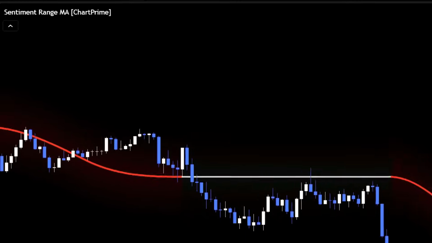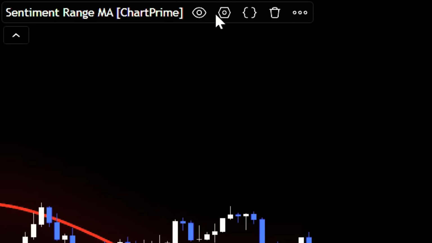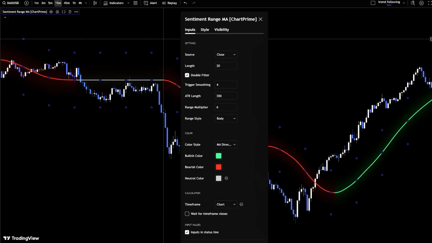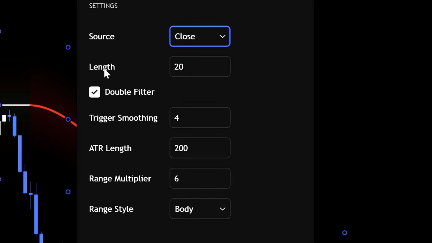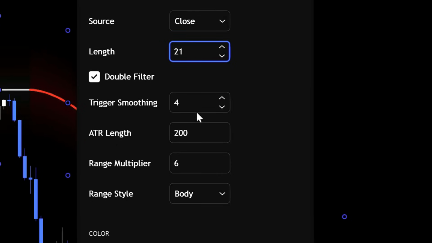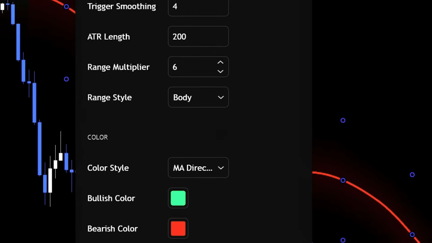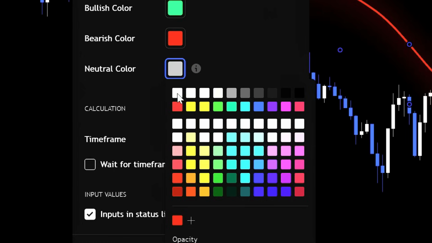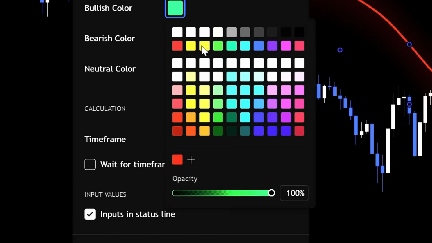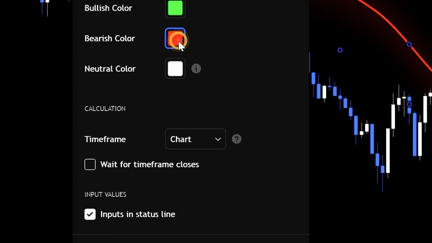Okay, before we go any further, let's pop into the settings. I only make one tiny little tweak here. Under the length, its default is 20 and I just bumped that up to 21. Honestly, it's a minor change, more of a personal preference, but it feels right for how I use it. The other settings like ATR length and range multiplier, I just leave as they are. They control how wide the chop zone is, and the default works just fine for me, so no need to overcomplicate it.